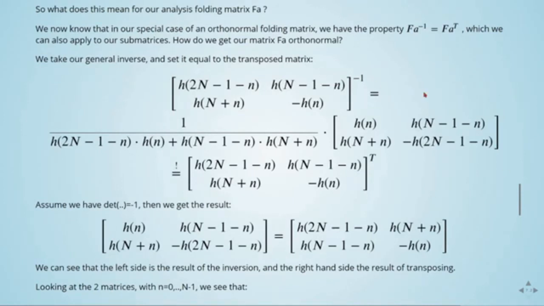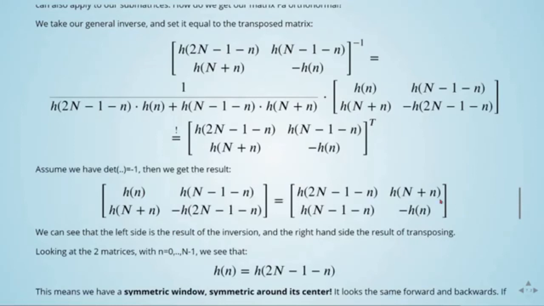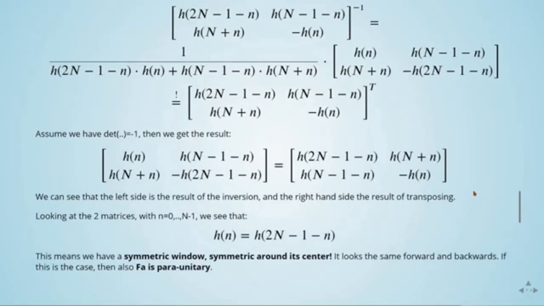Now, when we assume that the determinant equals minus 1, then we will have this result here. We can see that the left side is the result of the inversion, and the right-hand side is the result of transposing. So looking at the two matrices, with n going from 0 to capital N minus 1, we see that h of n is equal to h of 2 times capital N minus 1 minus n. This means that we have a symmetric window, symmetric around its center, so it looks the same forward and backwards. If this is the case, then FA is also para-unitary.